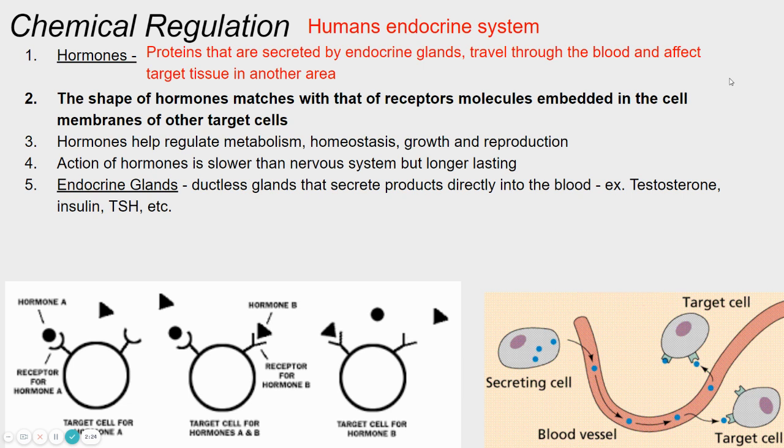So the endocrine system is our body system which helps communication, and it works by making these proteins called hormones in special glands in our body, endocrine glands we call them. And those hormones are made by these glands, and then they go into our blood where they can circulate all around throughout our whole body. And they can affect different tissues.